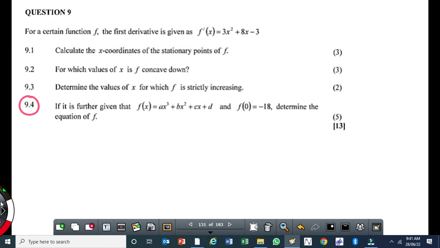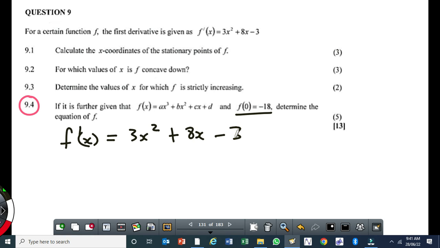We are told that the equation of the function is ax cubed plus bx squared plus cx plus d. And the y-intercept is minus 18. I hope you know that this means the y-intercept: x is 0, y is minus 18. So minus 18 is the value of d. Okay? So we just want to determine the equation. Now to find the equation, it's not complicated. We are given f prime of x is equal to 3x squared plus 8x minus 3.